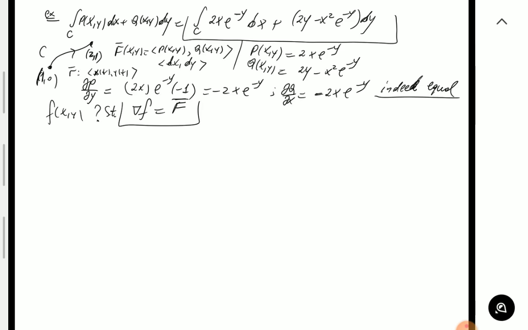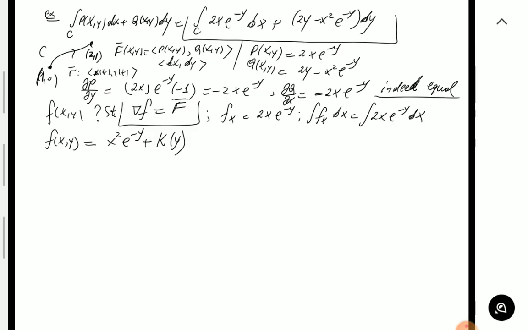So like before, we begin by setting the partial with respect to x equal to the first component, 2x e to the minus y. And then we're going to integrate both sides with respect to x. So on the left side, we're going to have the potential f of x,y. On the right-hand side, e to the minus y is a constant, so that's just the integral of 2x. That makes it x squared e to the minus y, plus a constant of integration, which, remember, can still depend on the other variable, y in this case.